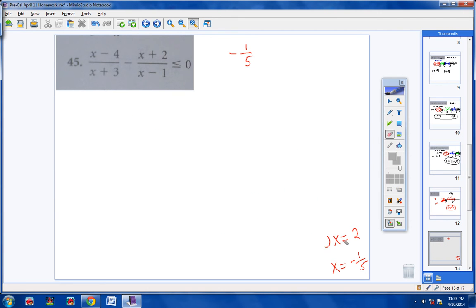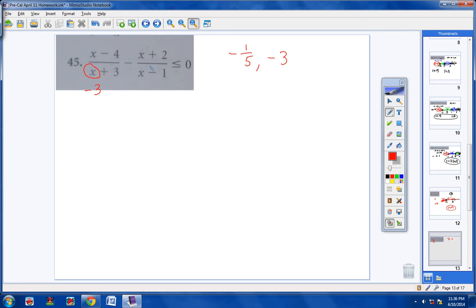Now, the next thing we do is look at each fraction and ask ourselves, what would make this fraction or this fraction undefined? Of course, the only thing that makes a fraction undefined is when the denominator is 0. So what would I have to put for x right here to make this denominator 0? Well, a negative 3. A negative 3 would make this entire fraction undefined. So one of my critical values is negative 3.